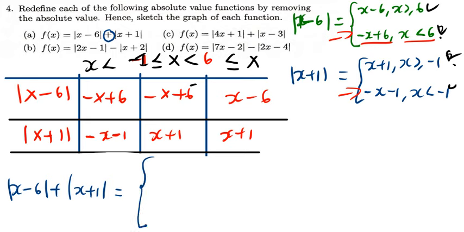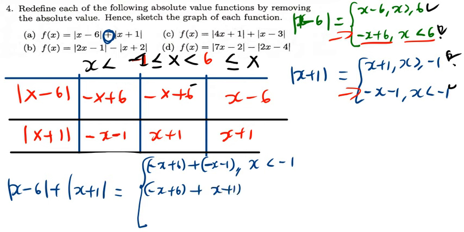I'll start with the first part. We are saying -x plus 6, again plus, we're following this sign here, then plus what we have here down, -x minus 1. What is the condition? The condition for this box is that x should be less than -1. Done. In between we have x plus 6 plus x plus 1. The condition is that -1 is less than or equal to x and x is less than 6. Done. We move.